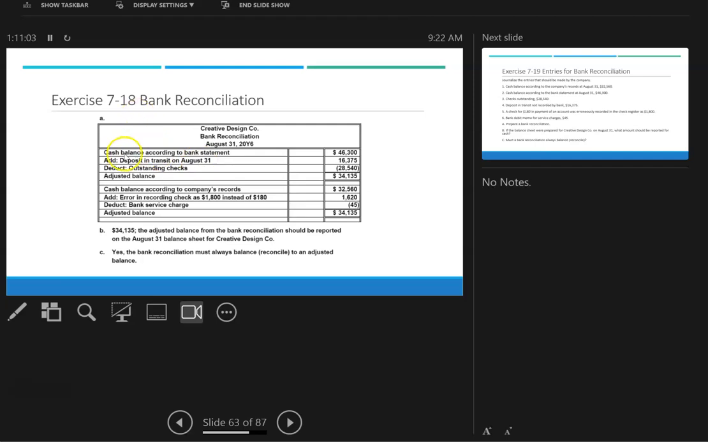What we're going to do on the company side is adjust things that the bank has gotten that we haven't gotten yet.